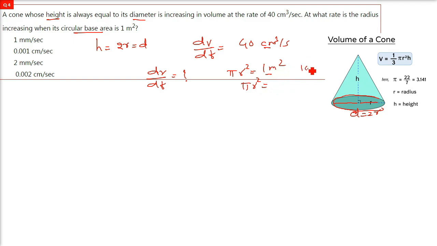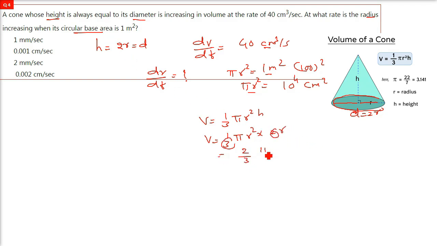1 meter is 100 centimeters, so it will be 100 squared, which is 10 to the power 4, 10000. So 10 to the power 4 centimeter square is the pi r square. Volume is 1 by 3 pi r square h. So we have to find out the radius rate, so we have to eliminate h. H is already given as 2r. So we have 2 by 3 pi r cube, V.